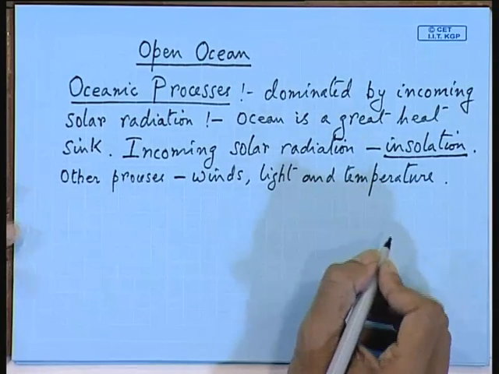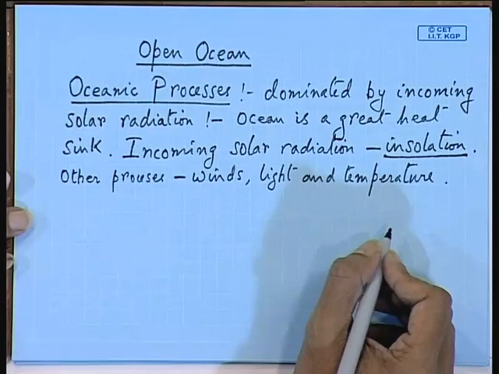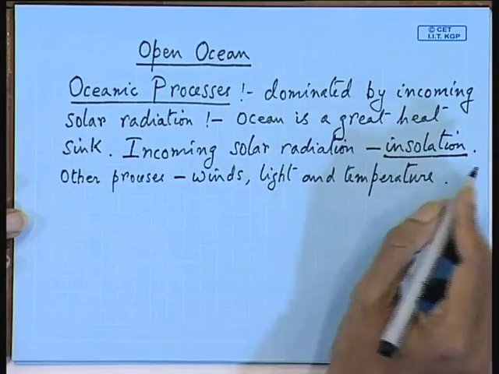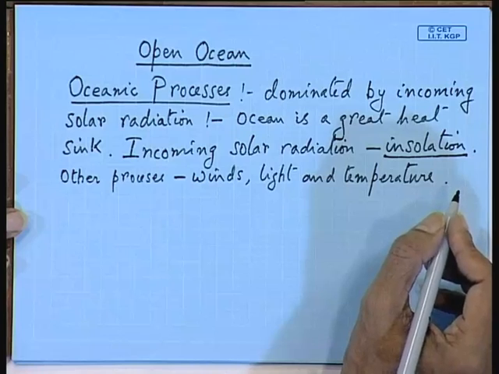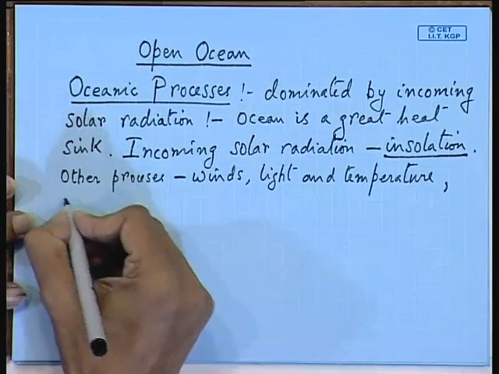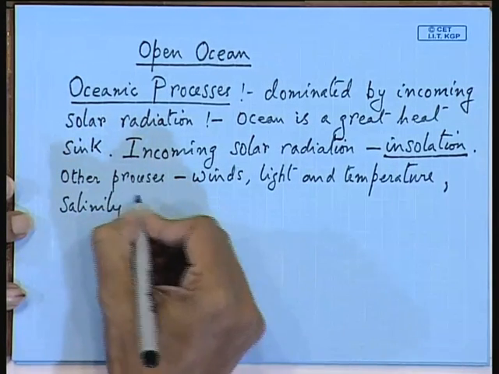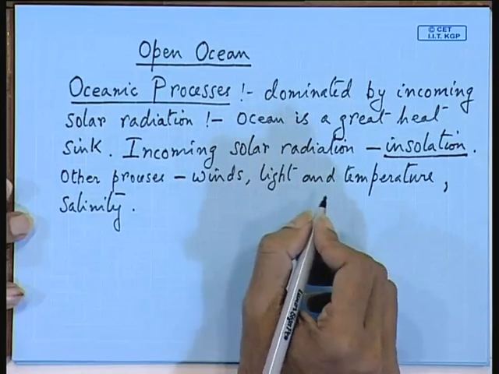So, these play an important role on your climate. Winds, light, temperature. Of course, temperature is also influenced by incoming solar radiation. The last one, of course, is salinity. How saline is your seawater? Later on you will find that salinity influences density of seawater, and as a result of change of density you have ocean circulation.